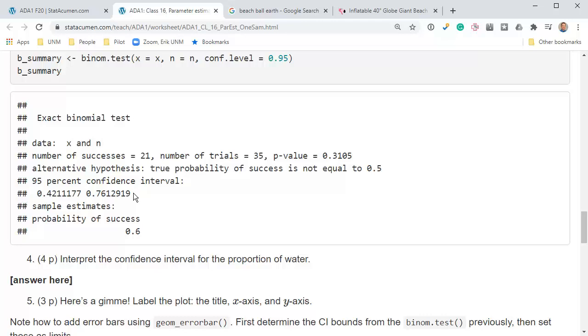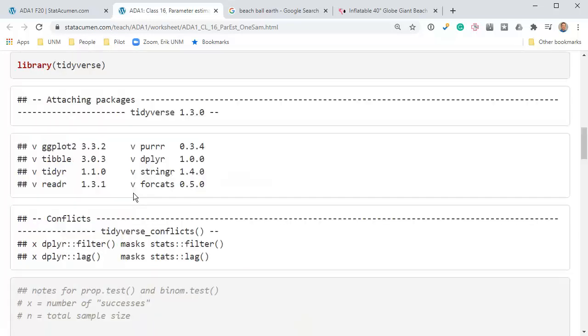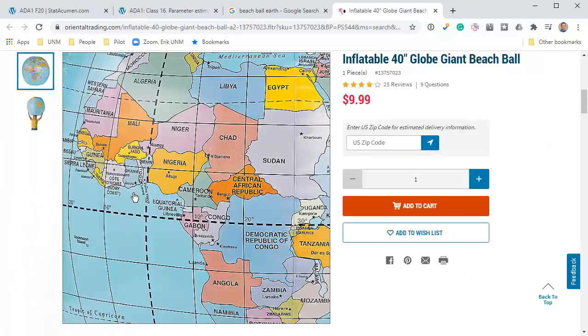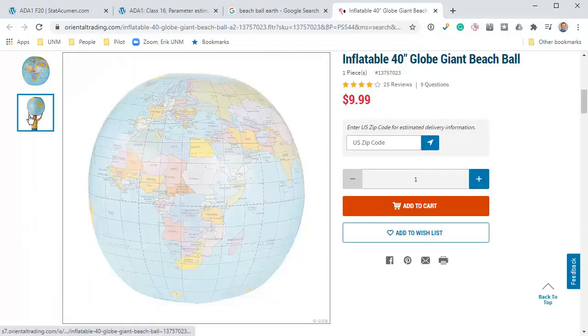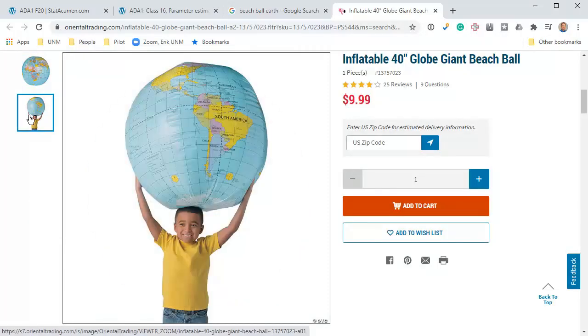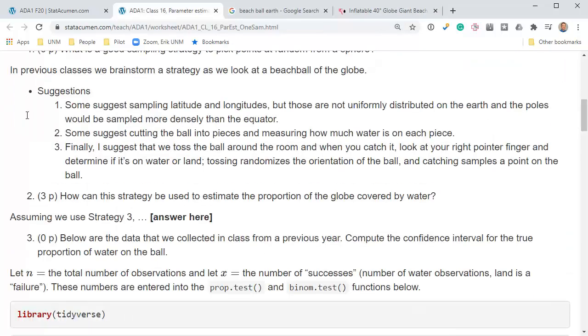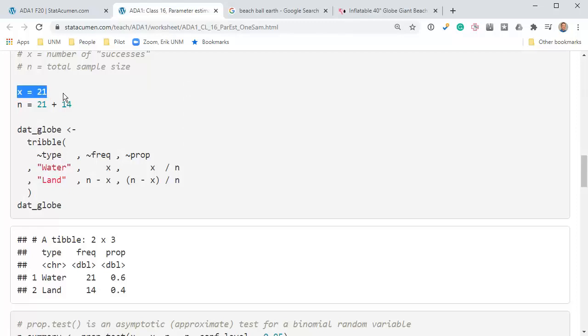The thing that's random when you do an experiment is the data, right? If we were to run this experiment again, where we take our beach ball and we start tossing it around the room, and we catch it and either count how many waters and lands we get, then the thing that's going to be random is the data that we collect through the random sampling. Once we collect our data, everything is fixed. And so the randomness comes from sampling.